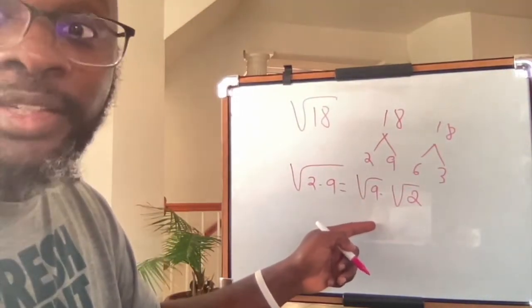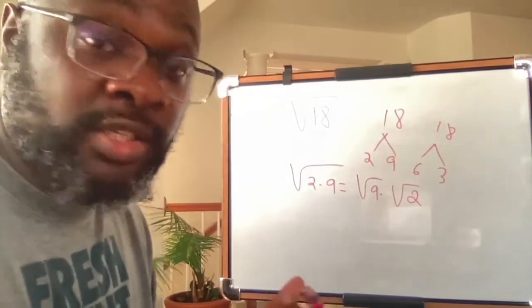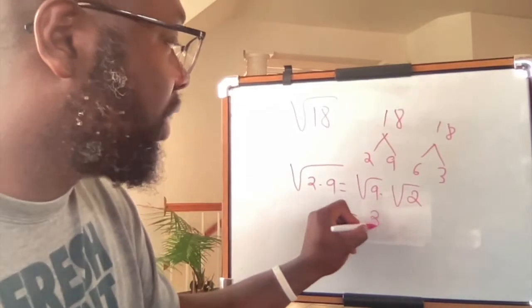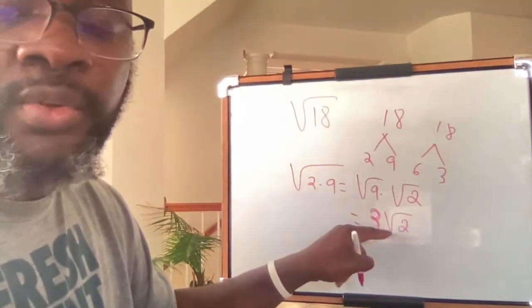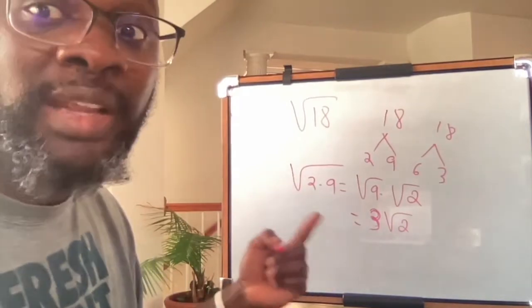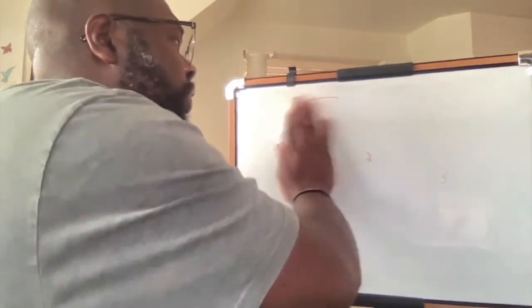Square root of 9 is 3, because what number multiplied by itself gives you 9? It's 3. So this gives you 3 square root of 2, because square root of 2, you can't find the square root of 2. It's not a perfect square, so we stop right there.